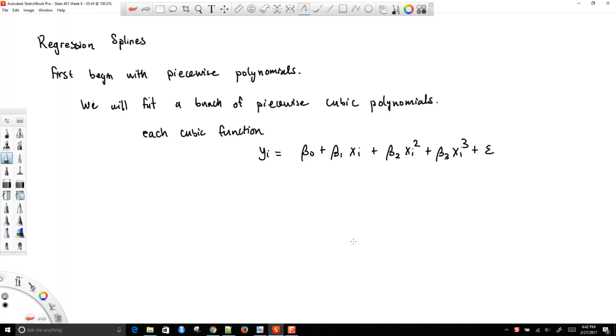Okay, and then we're taking the polynomial regression, and we're going to combine it with our stepwise idea, with the cut points. Okay, and our cut points, we're going to call them knots. Okay, and so the knot is the spot where our beta coefficients change. Okay, so we're combining the idea where a knot is a location where these beta coefficients change.